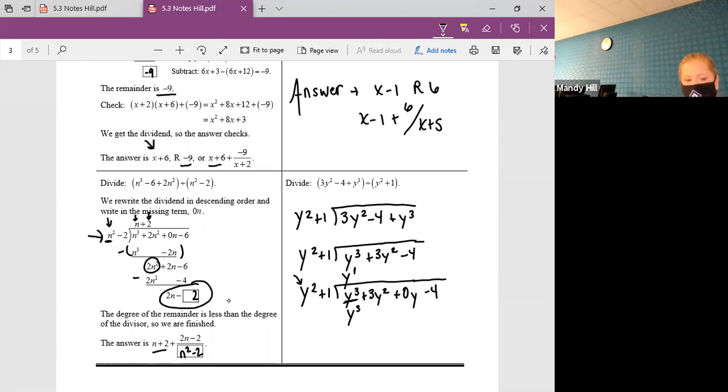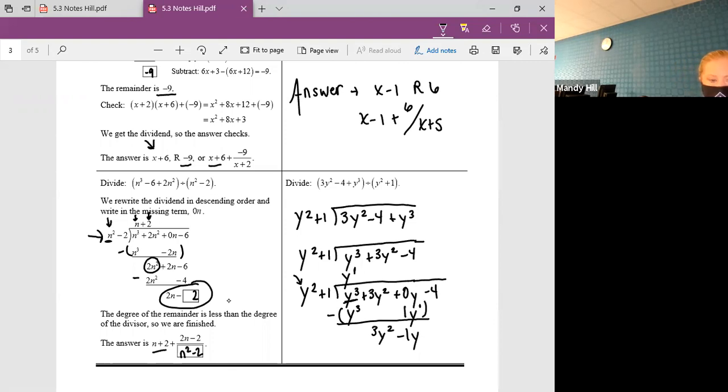Since it's 1 y to the first, I don't want to stick it under y to the second. I need to stick it right here under the y term, so I'm going to scoot over. That's why you want to put that 0 term in there to hold that spot. Then we subtract this whole thing. y to the third minus y to the third, nothing. 3y squared minus nothing, I have 3y squared. 0y minus 1y is minus 1y. 0 minus 1 is going to give you minus 1.